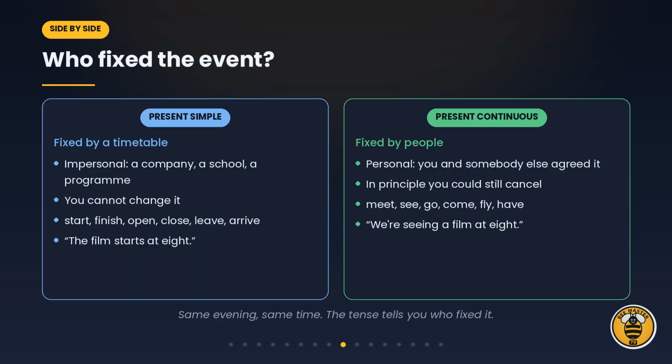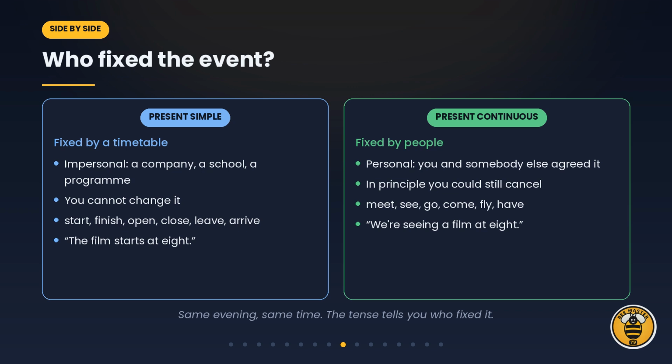Now let's put the 2 forms side by side because the difference between them is not about time. Both of them talk about the future. The difference is about who fixed the event. The present simple is impersonal. A company, a school, or a program decided it, and you cannot change it. The present continuous is personal. You and somebody else agreed it, and in principle you could still cancel it.